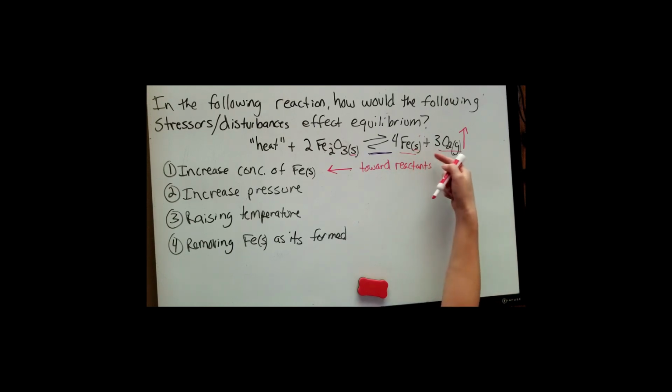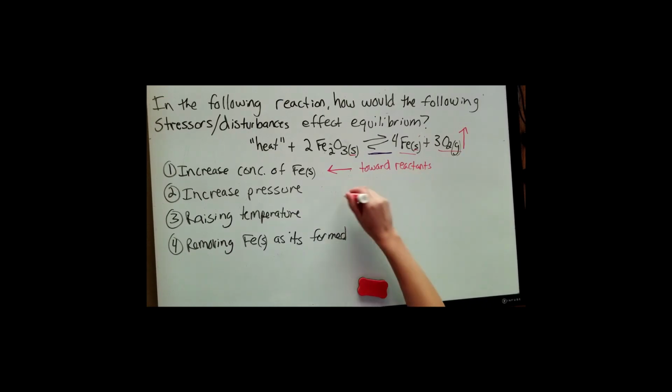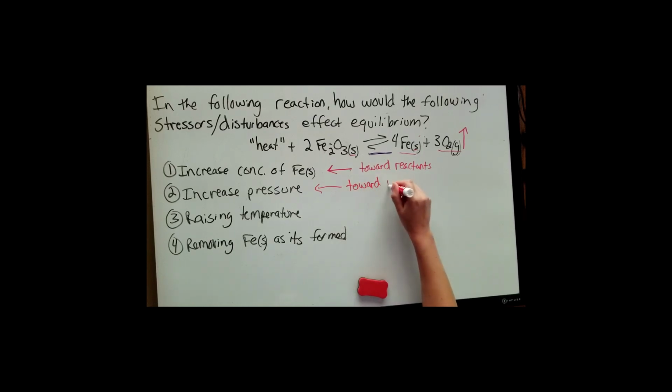So it's similar to what we did in the last one. I'm increasing one of the products. So if I increase one of the products, I've now disturbed equilibrium. The equilibrium is going to shift to get rid of that excess that I have now created, and it's once again going to shift toward the reactants, to the left, to get rid of that excess.